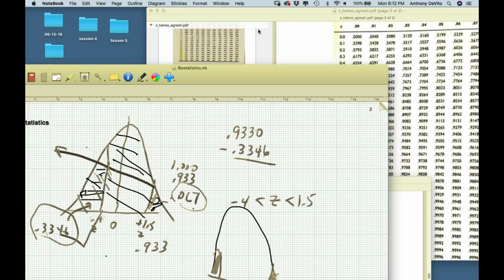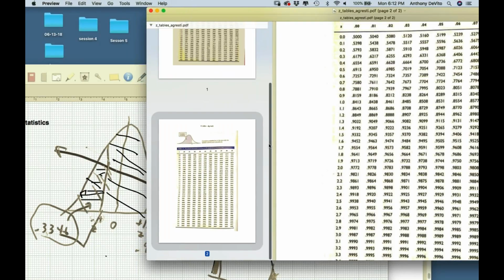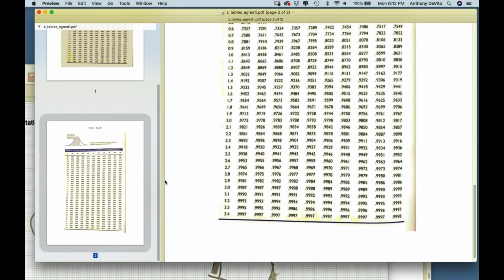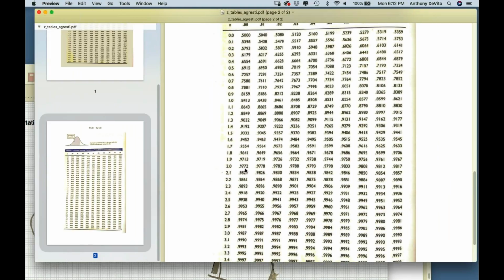Because I don't think you get any blood tests. It's kind of a bizarre problem, a little funny exercise in semantics. But the Z-score for 2 is 0.9772. So in order to find the area that's greater than that, I would have to subtract that from 1.